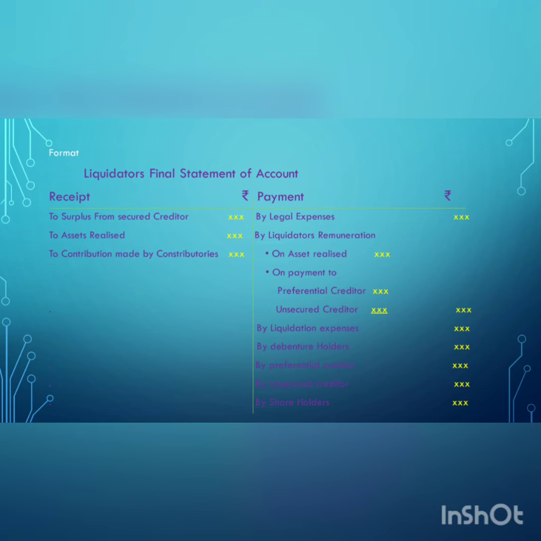On the payment side of the account, we need to enter all payments without changing the order given in the format. In liquidator remuneration, commission is paid first for assets realized, that is a percentage of commission on asset realized value, then a percentage of commission on preferential creditors, but for unsecured creditors there is some calculation.